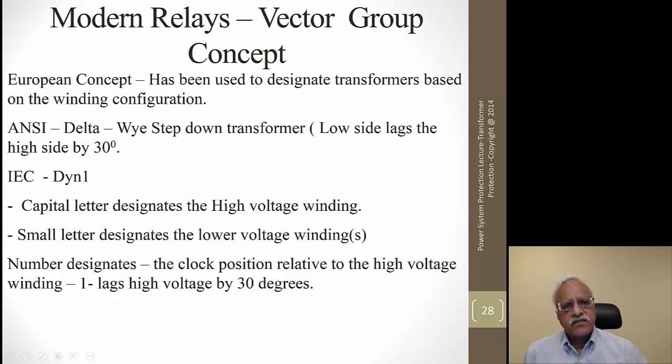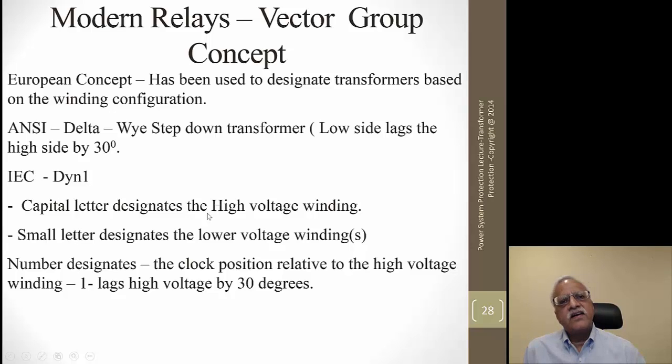The concept of how you define a transformer is different in the European world. In ANSI, we always say delta and Y step-down transformer, with the low side lagging the high side. That is a standard, but they don't tell on the nameplate how the vector relationship is, other than providing you a picture. In the IEC, they always refer to it with the designation Dyn1. And this is for a delta Y transformer.